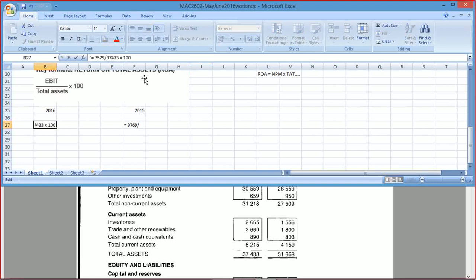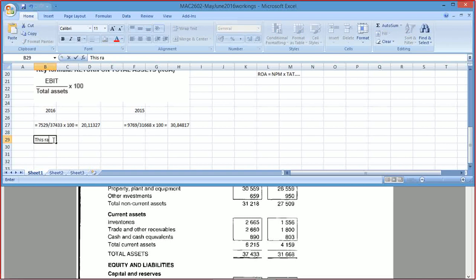37433 times 100. It was 20.11. 20.11 is correct. Good. And then this one, total assets 31668 times 100. 30.85. Correct. Good.